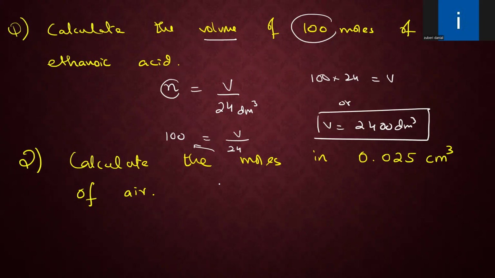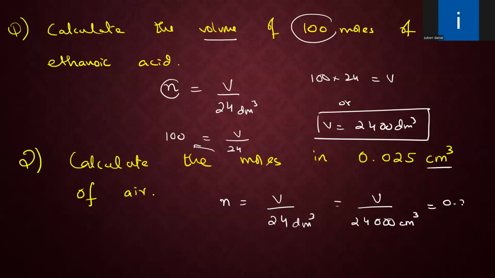Now for the other part, we have to calculate the moles in 0.025 cubic centimeters of air. So what we can do here is use the formula again, volume over 24. Is this correct? No, it's not correct, because this is given in cubic centimeters and that is in cubic decimeters. They both should match. So it would be volume upon 24,000 cubic centimeters. That would be 0.025 over 24,000.